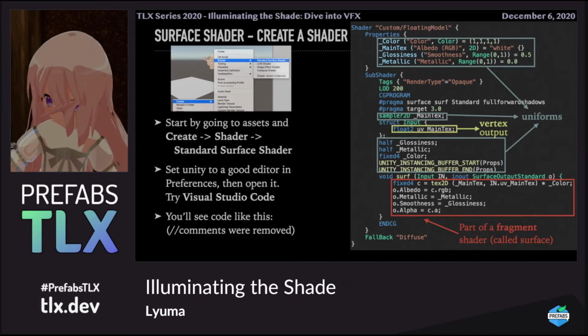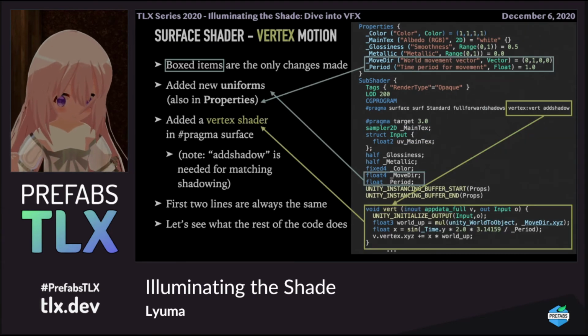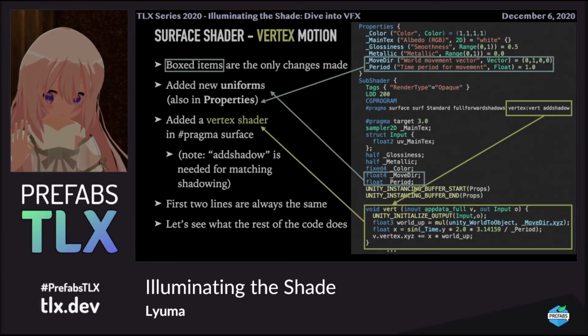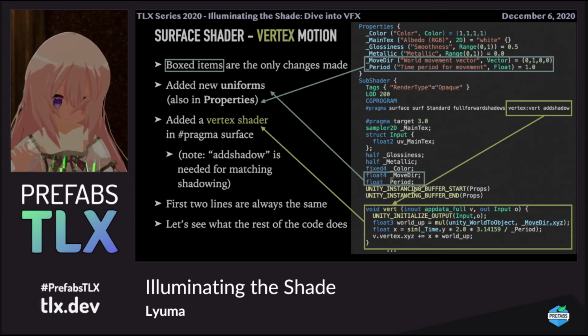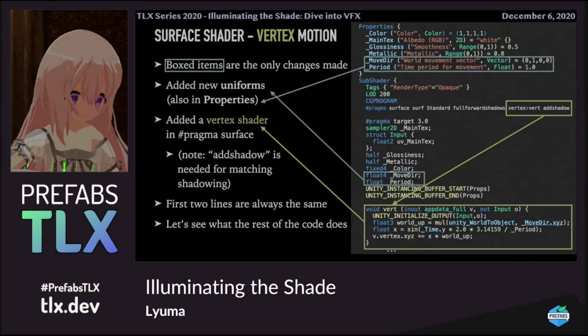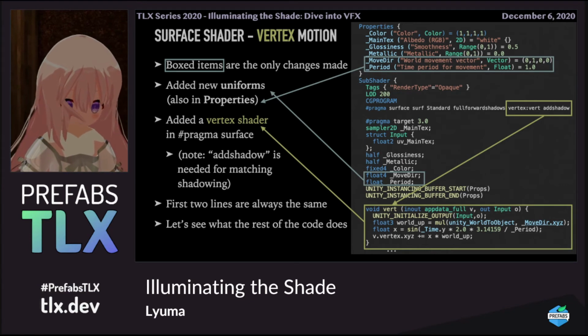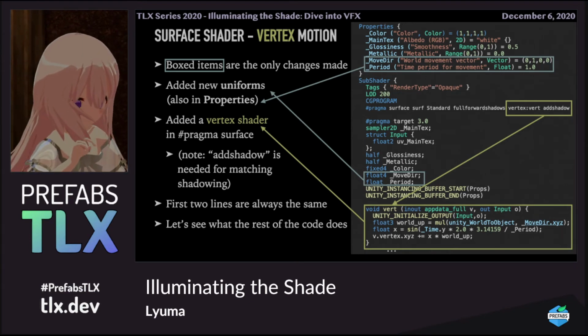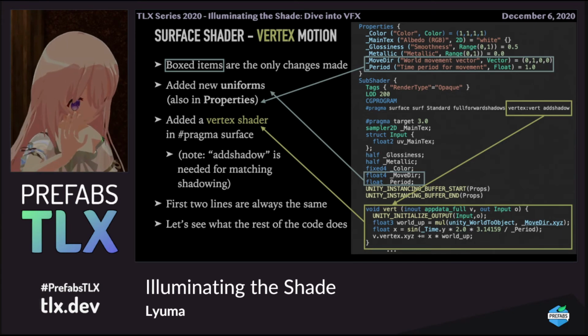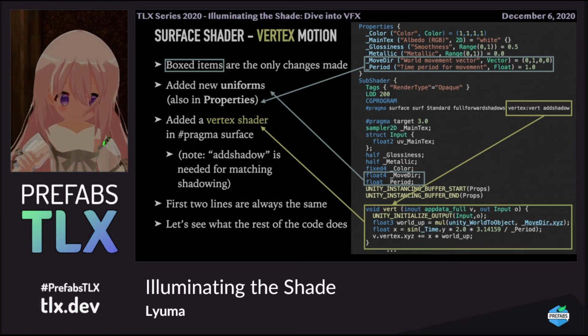Let's go, I'll cover a bit more detail the vertex shader part of this, because this is sometimes a little hard to find the exact documentation for. So the vertex shader for the vertex motion, the thing that made that sphere move up and down. These are the only changes I made from the right-click new surface shader.